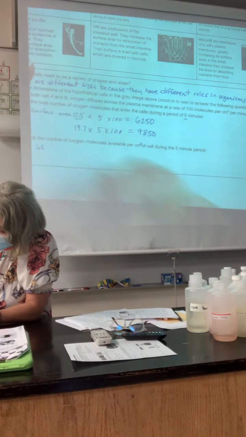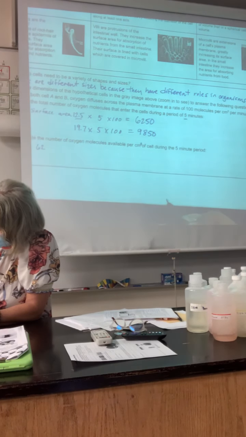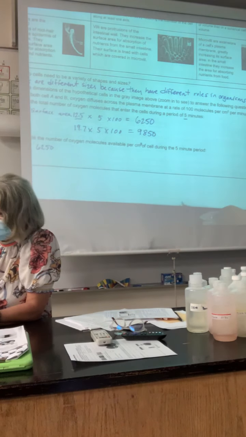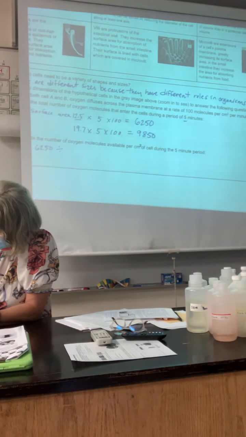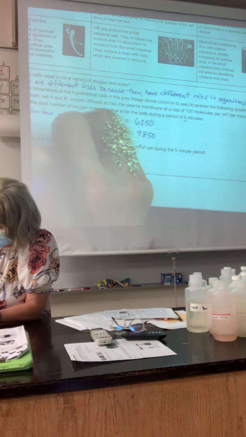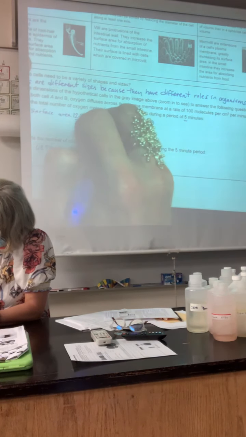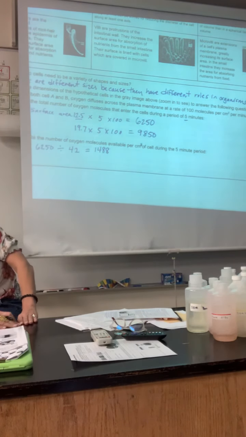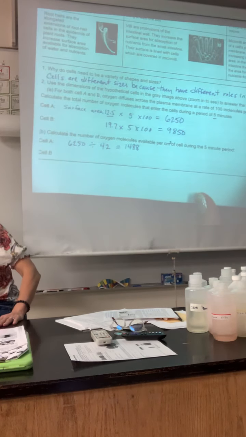Yeah, so for the first one, you took your answer for cell A, right? You took the total number of oxygen molecules, which was 6,250, and you divided it by the volume. Can you tell me what the volume is? 4.2 centimeter cubed. And what did you get, Kenny? 1,488. Raise your hand if you got that as well. Okay.